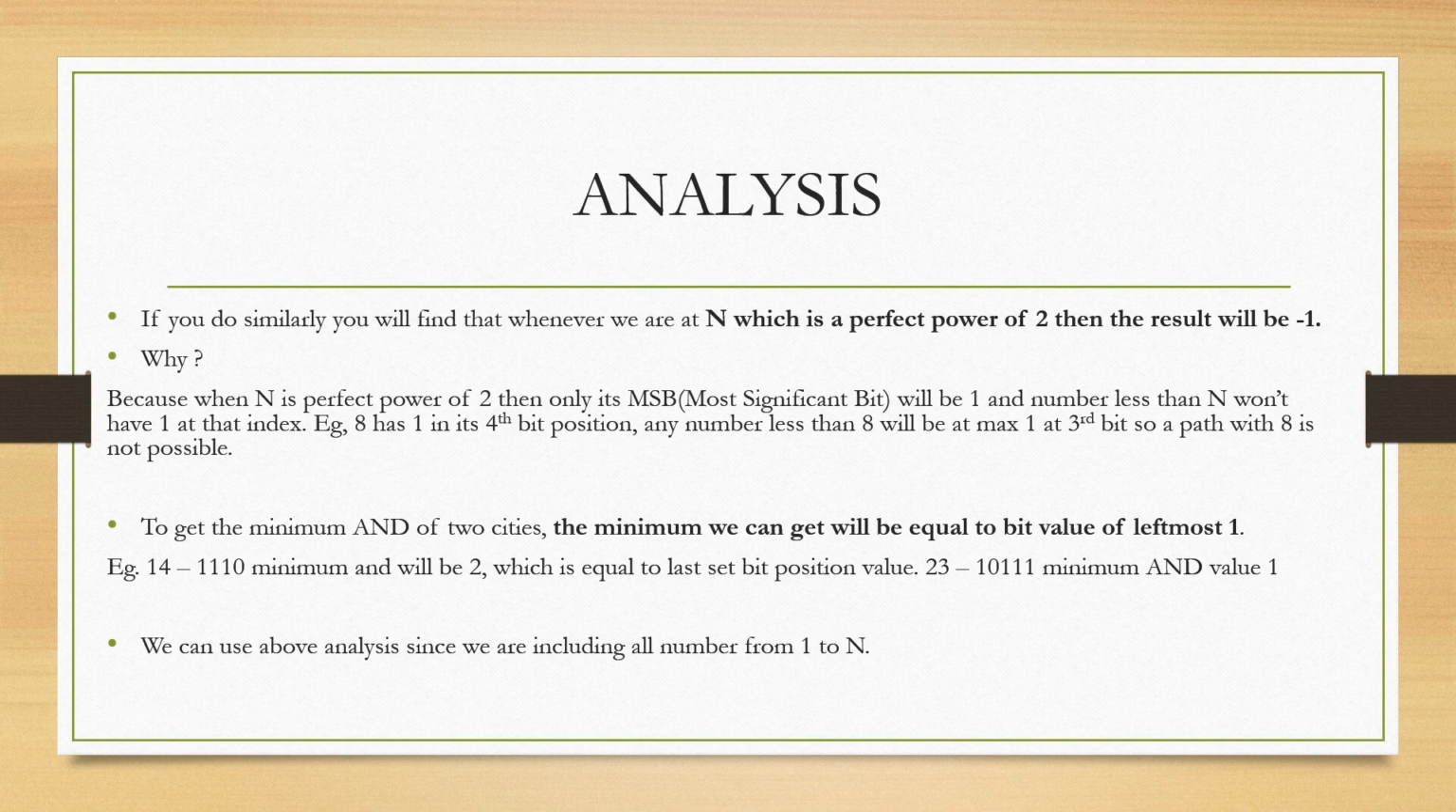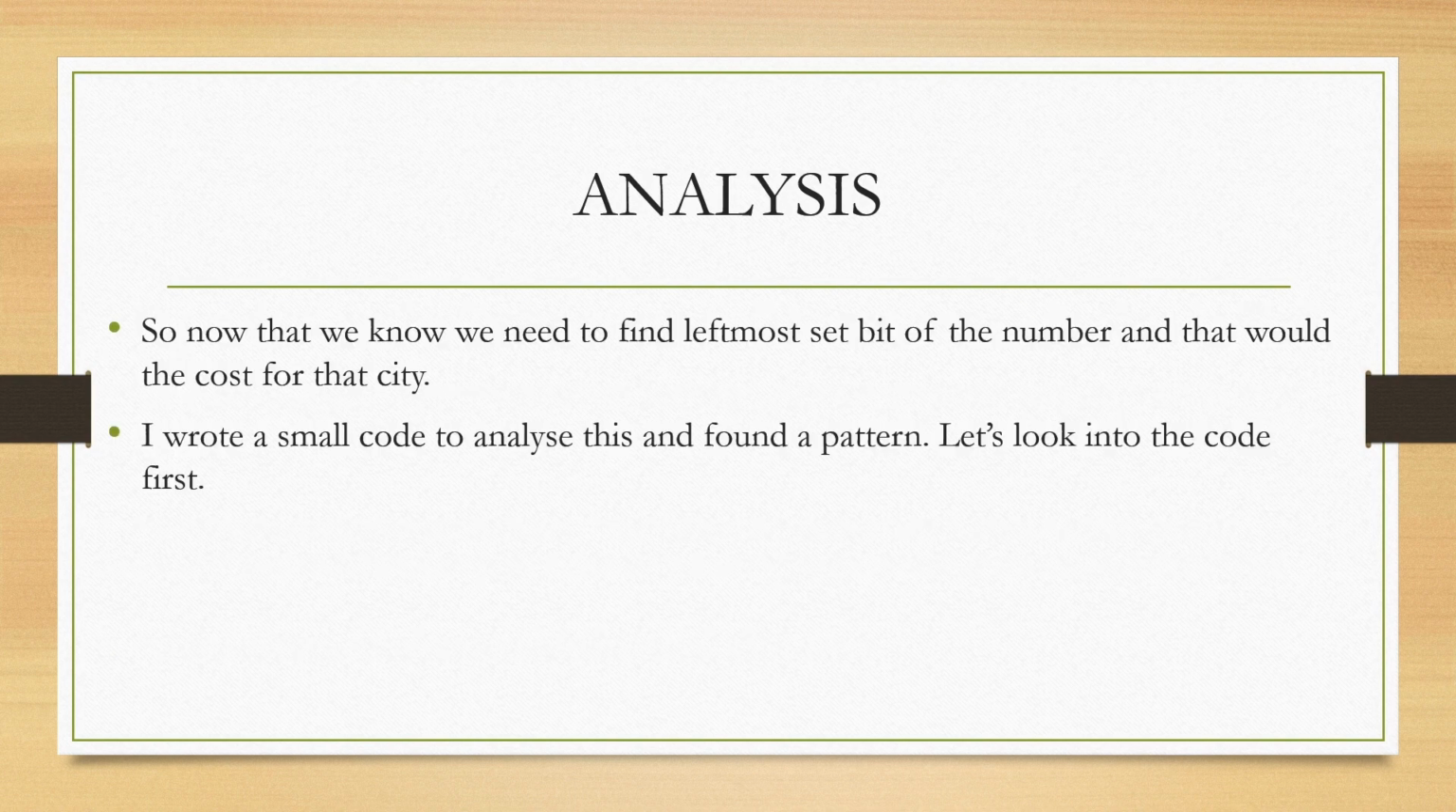To get the minimum AND of two cities, the minimum we can get will be equal to the bit value of the rightmost 1. Example, 14 is 1110, minimum AND value will be 2, which is equal to the last set bit position value. 23 is 10111, minimum AND value is 1. We can use the above analysis since we are including all numbers from 1 to n. So now that we know we need to find the rightmost set bit of the number, and that would be the cost for that city. I wrote a code to analyze the pattern.